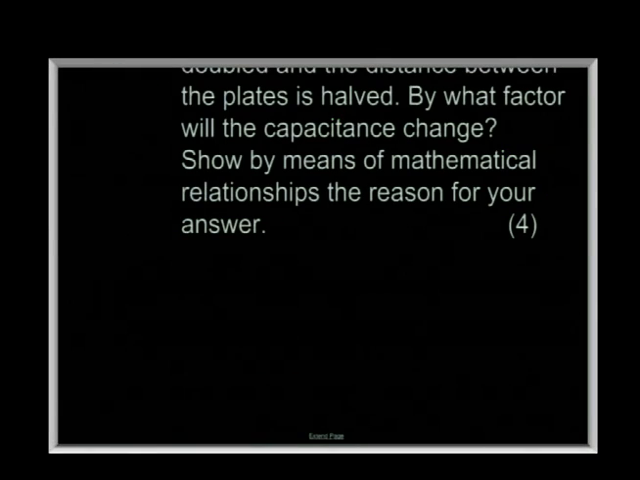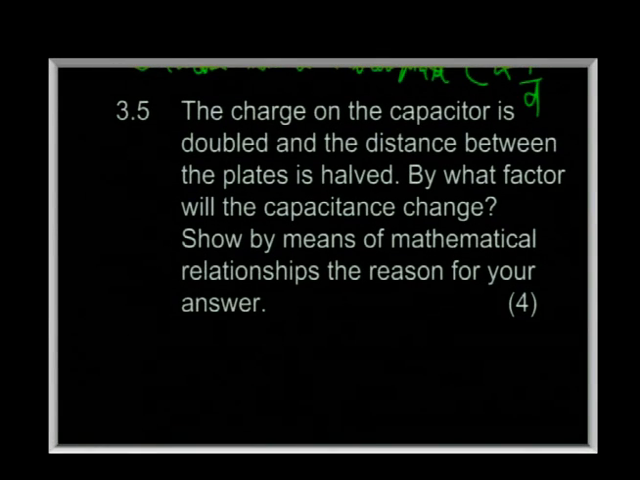Now, these are very popular questions. They can even come in the multiple choice section of your final matric exam, where they're asking you to manipulate variables. And we've got to look at 2 variables here. And it's interesting that we've got something that we need to just have a careful look at. The charge on the capacitor is doubled, and the distance between the plates is halved.